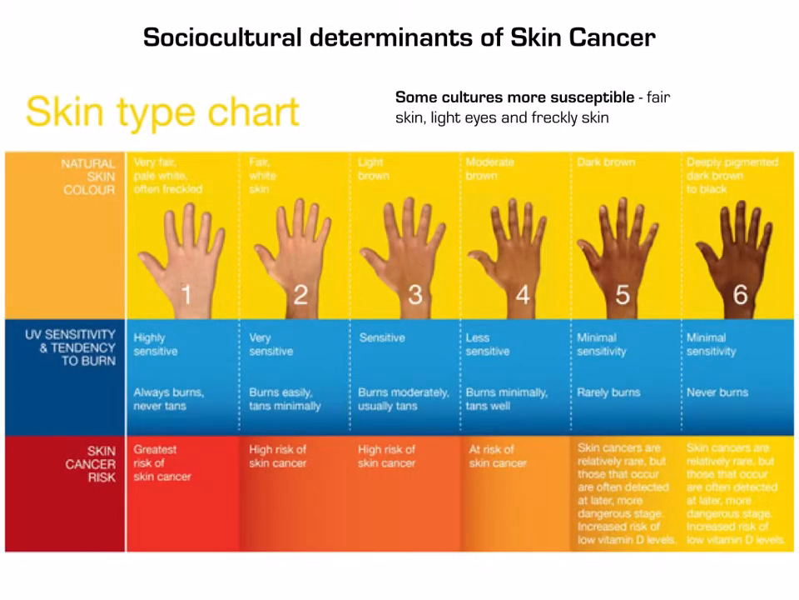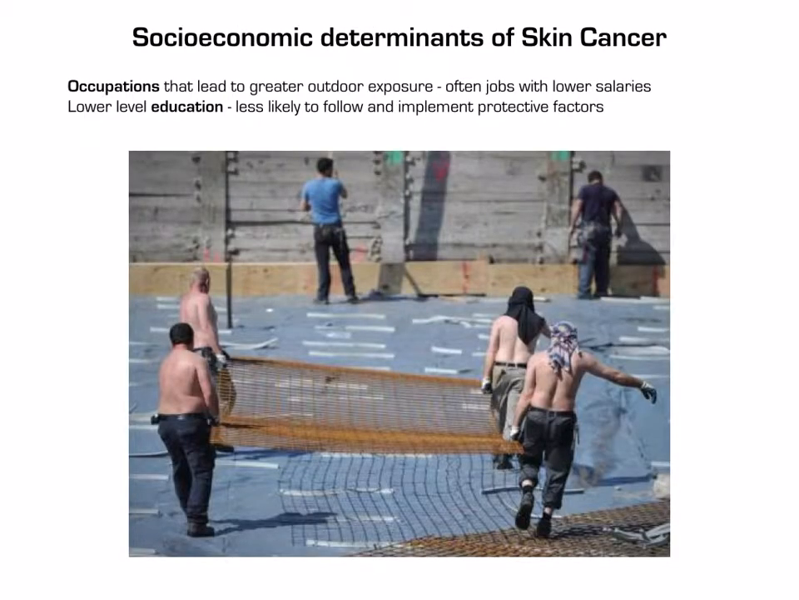There's also the skin type chart here, which suggests that some cultures are more susceptible. So those that have fair skin, light eyes, freckly skin, are generally at greater risk, and that can determine someone's tendency to develop skin cancer, and that is linked to your nationality and your culture in general. The socioeconomic determinants of skin cancer include being in an occupation that leads to greater outdoor exposure, and often jobs with lower salaries and lower levels of education generally are outside, and that can lead to workers taking risks and not wearing protective clothing.